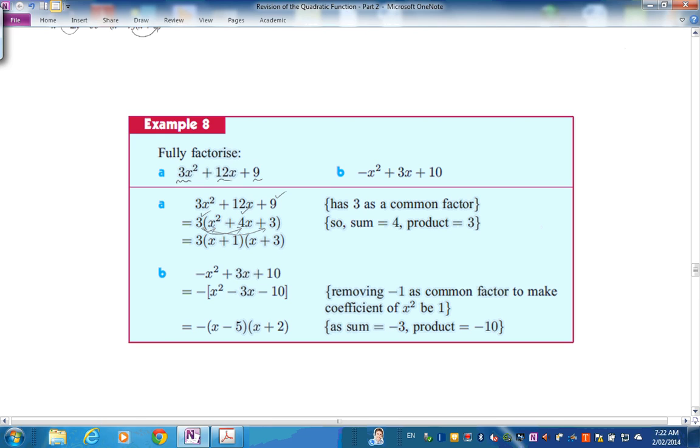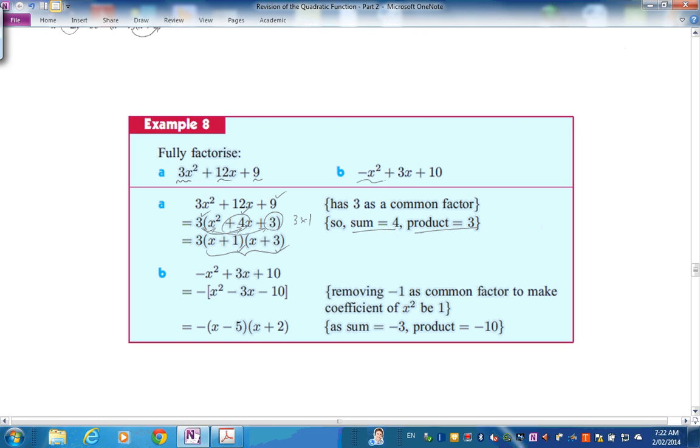So we can then work on factorising x squared plus 4x plus 3. And notice the note here: the product is 3. So there's only one pair of factors, 3 and 1. So this is an easy one. It's going to be 1 and 3. And do they add up to 4? Yes. The sum is 4, the product is 3.